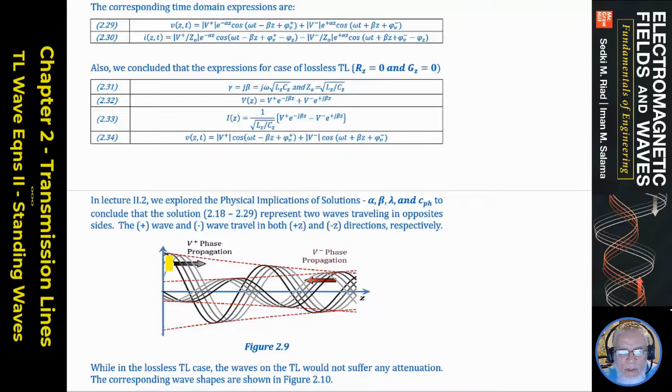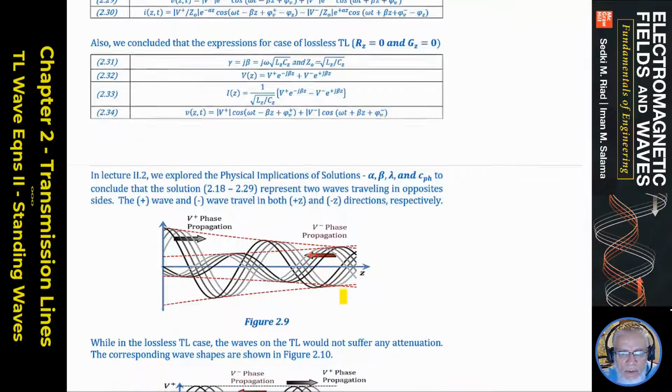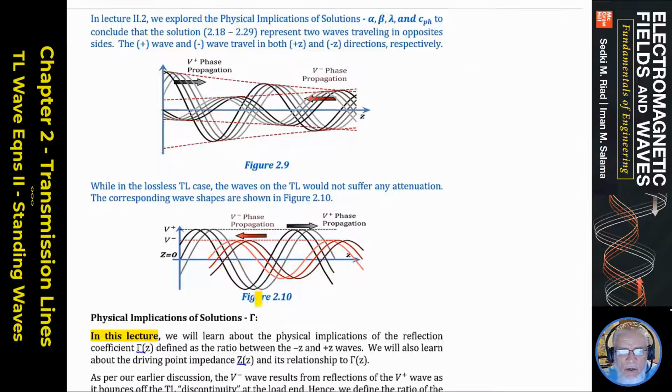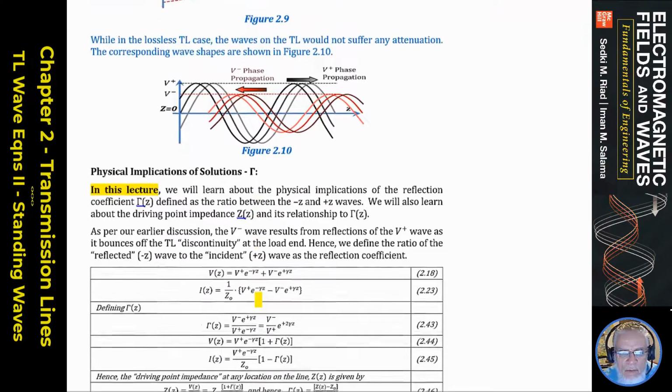We spoke about waves that travel to the right in the positive z direction, attenuate this way, and waves that travel backwards and attenuate in the opposite direction, obviously. And these were the V plus and the V minus waves. This is a case of a lossless line where the two waves were traveling opposite to each other without attenuation.